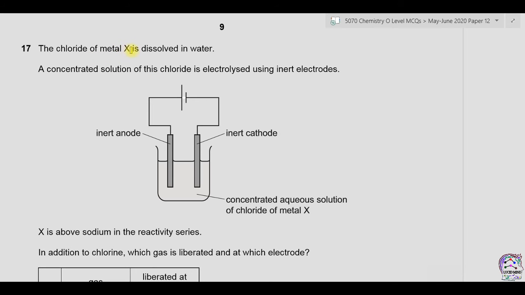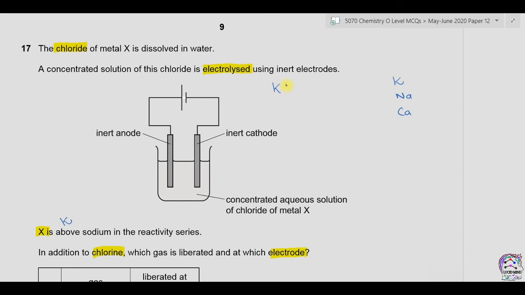Question 17. The chloride of metal X is dissolved in water. A concentrated solution of this chloride is electrolyzed using inert electrodes. X is above sodium in the reactivity series, so X is more reactive than sodium. In addition to chlorine, which gas is liberated at which electrode? According to the reactivity series, we have potassium, then sodium, then calcium. As X is above sodium, X could be potassium. So the chloride of metal X would be potassium chloride, and a concentrated solution of potassium chloride is electrolyzed.